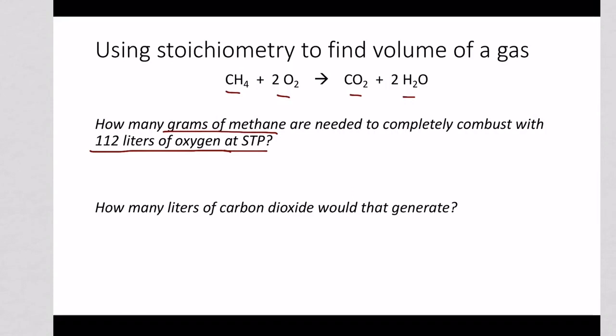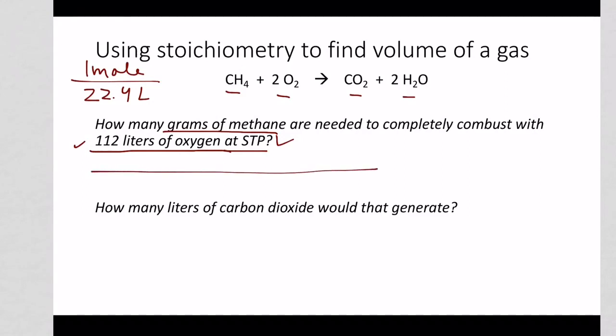First of all, is that a gas? Yes, that's a gas. Do we have it at STP? Yes, we do. So now we can use this equivalent: 1 mole is equal to 22.4 liters. Okay? So now we are going to set this up exactly like we have done all of these in the past.